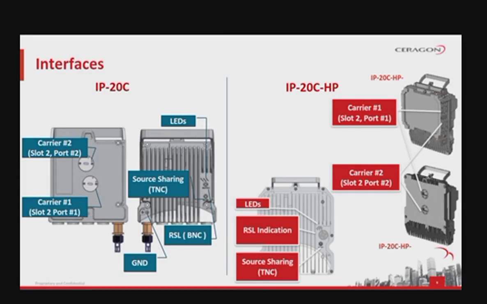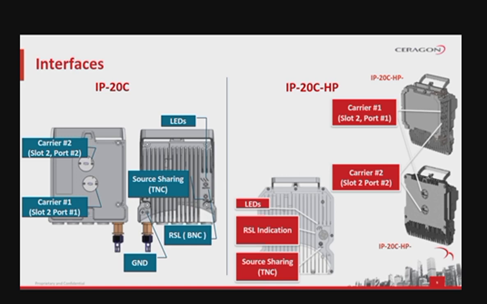Now, let's have a look at the interfaces of the units. A front view of the ip-20c and its high-power counterpart reveals the two antenna ports. There is a different arrangement for the carriers, as you can observe in the presented technical drawings. For the ip-20c, carrier 1 is the one sitting below, next to the line interfaces, while for the ip-20c high power, the second carrier sits next to the line interface ports, below. A rear view instead will reveal similar configurations, even if the look is slightly different.